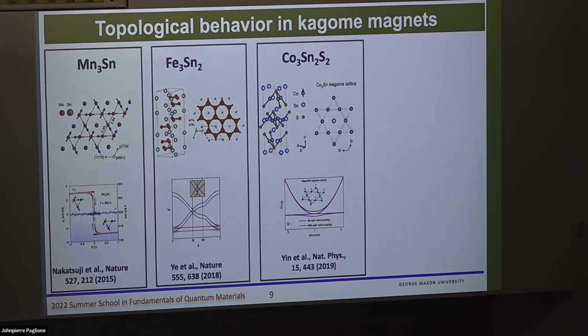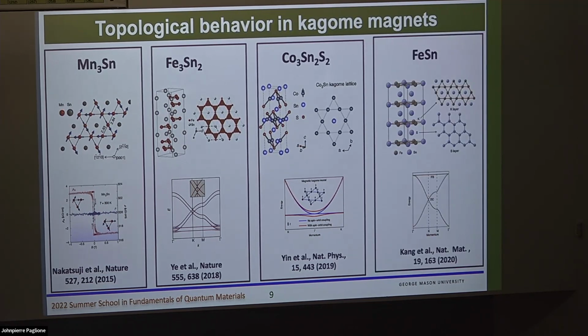Another system is cobalt tin sulfide. It has these Kagome sheets of cobalt atoms here. One of the interesting features is that when spin-orbit coupling is included in this system, it opens a gap here, and that gives rise to orbital magnetism. There is another interesting feature.